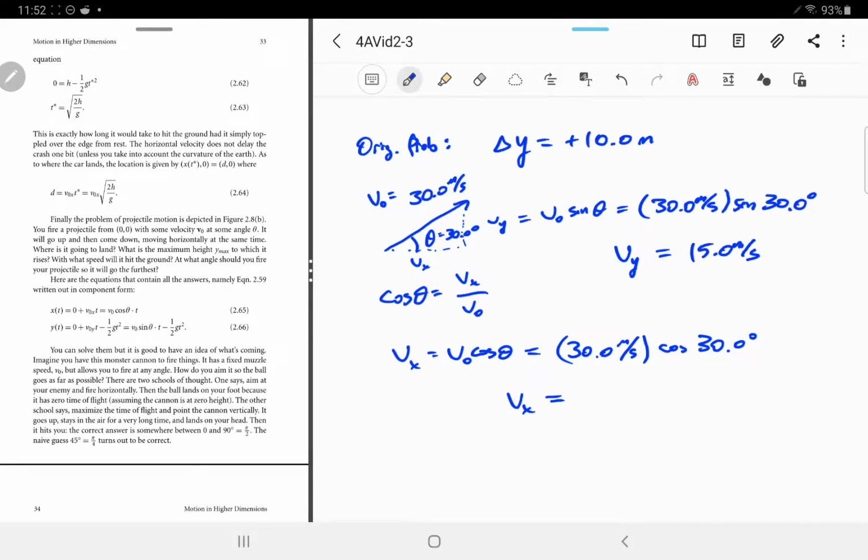So let me plug this into a calculator. 30 times, looks like this is 25.98. I'm keeping one extra significant figure here in the intermediate steps, just to prevent rounding errors that propagate through with the calculation. So sometimes, if you have a problem that has 3 significant figures, maybe you want to keep just 4 until the very end, and then you can round back down to 3.